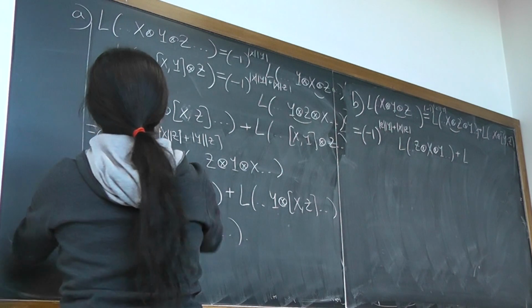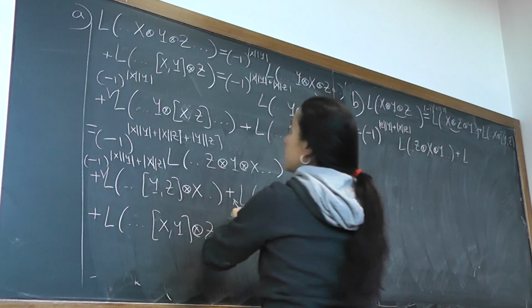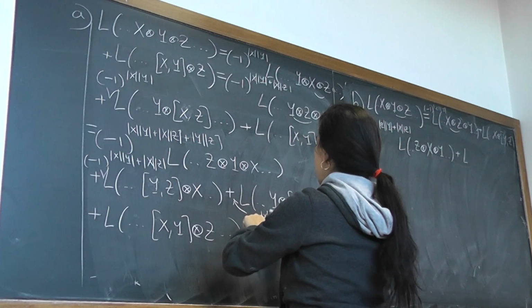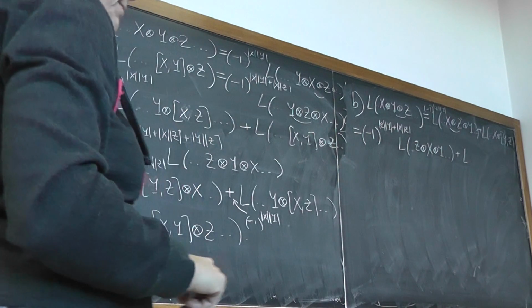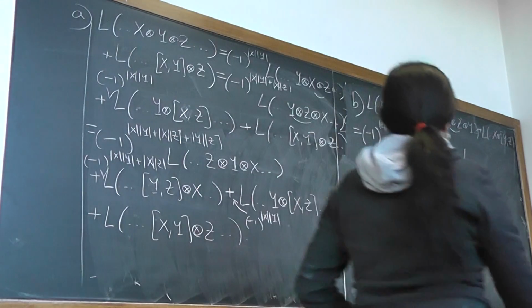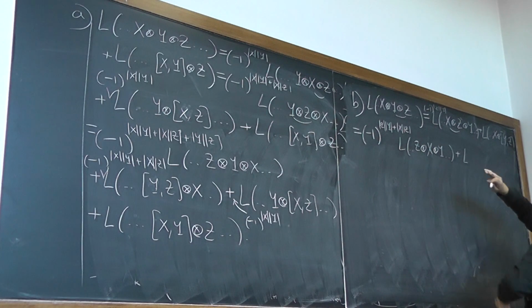Because otherwise it won't come right. And here I need -1, parity of x, parity of y. I forgot the signs here and there. I explained here what happened also there, I forgot.